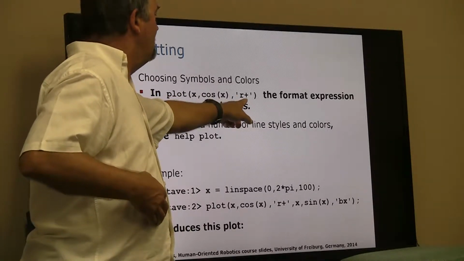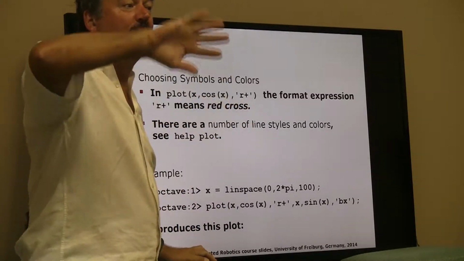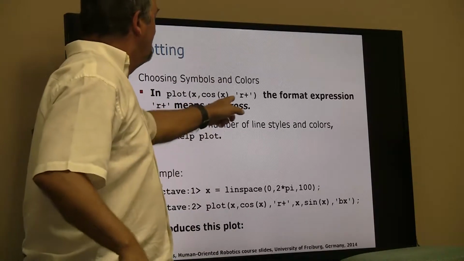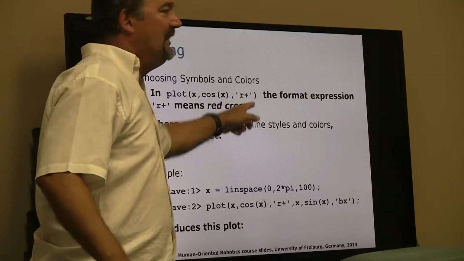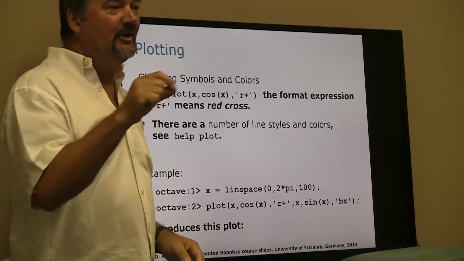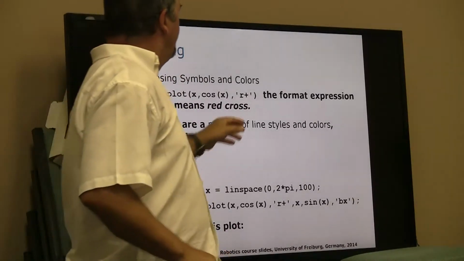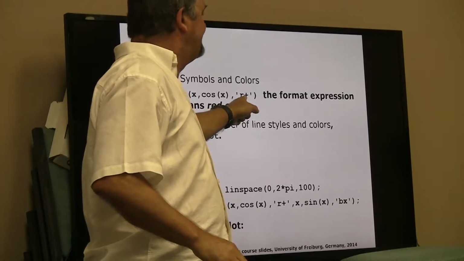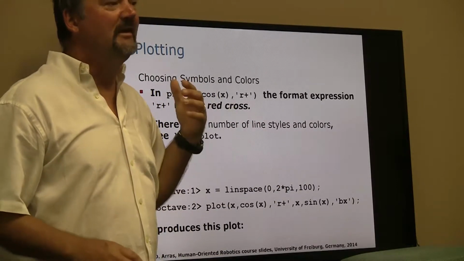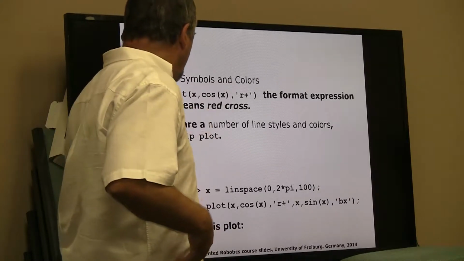You can give the graph different line styles. The plots that we looked at so far were smooth lines where Matlab or Octave drew a line connecting the dots. But you can do other things, like a plus means put a plus, an X will put an X at the point, a dot will put a dot, an O will put a circle. And then there are about 6 or 8 colors you can choose from. R for red, B for blue, G for green. Help plot will tell you that.